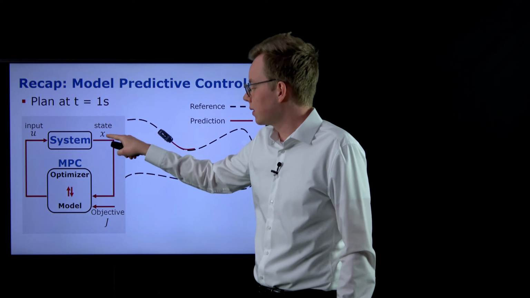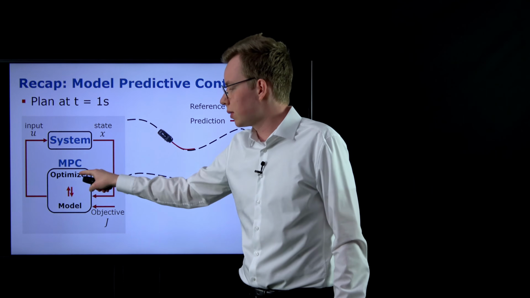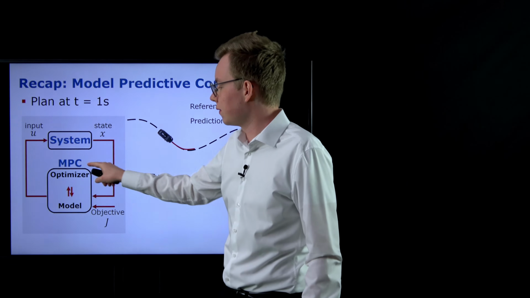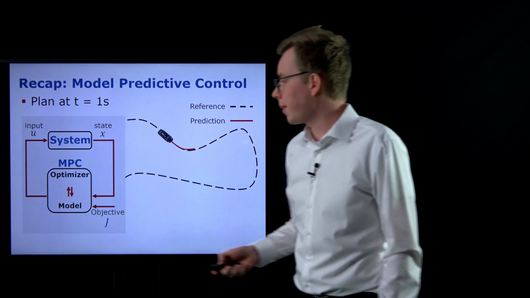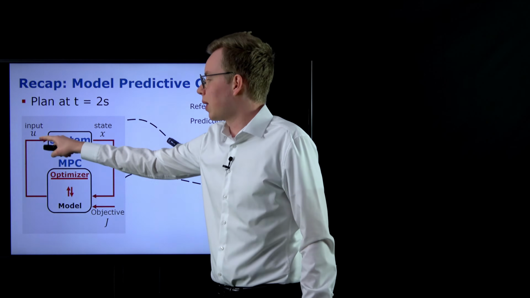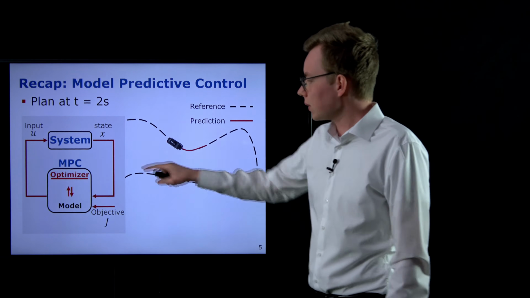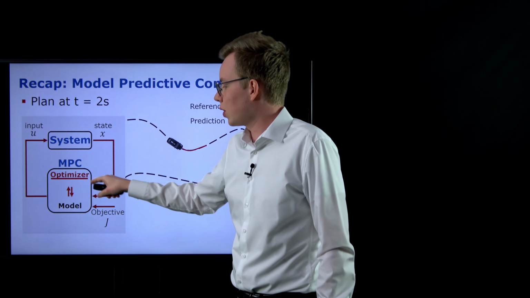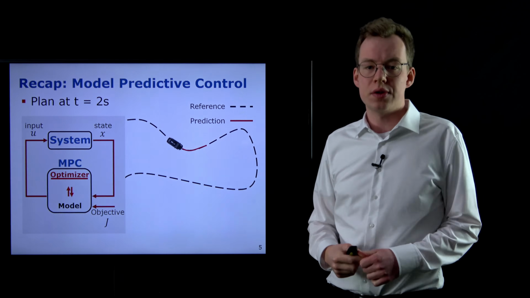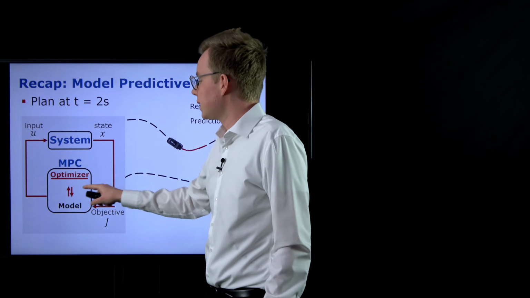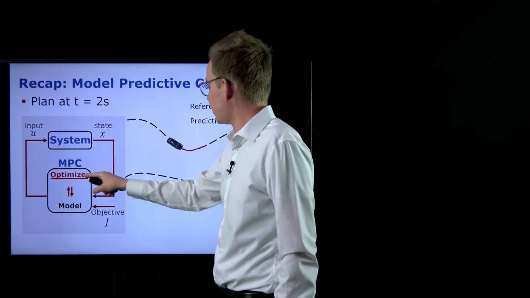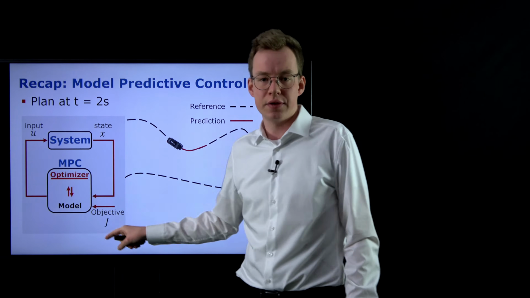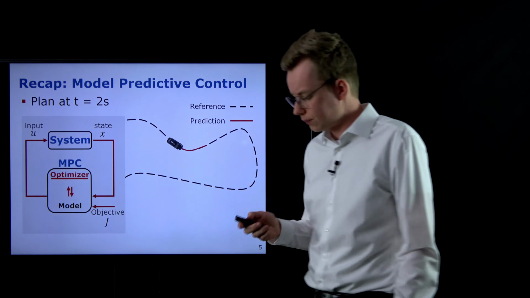We again take the state, we plug it into our MPC module to get a new receding horizon plan, so a new plan into the future. We again only apply the first input, and we do this in a loop. In this framework, there's one important part which we will focus on today, which is the optimizer, the tool that is optimizing this trajectory to fulfill our objective, so to minimize the cost J.